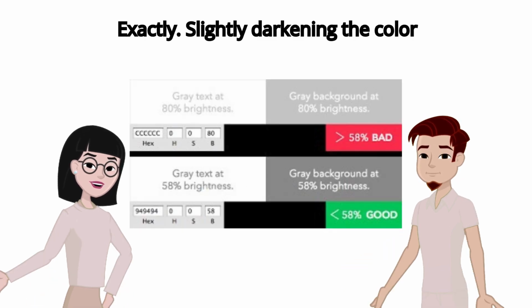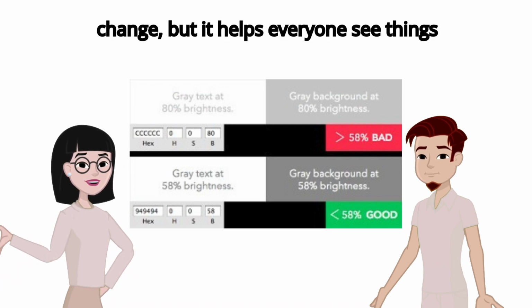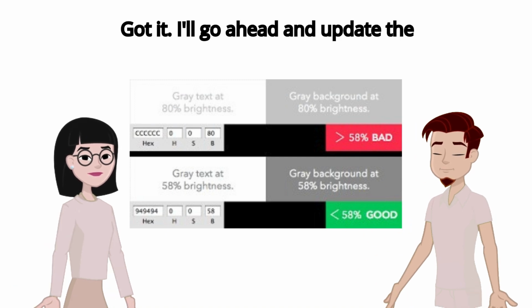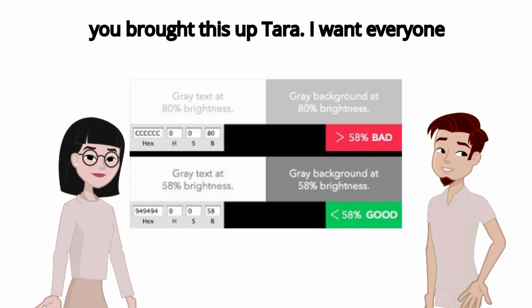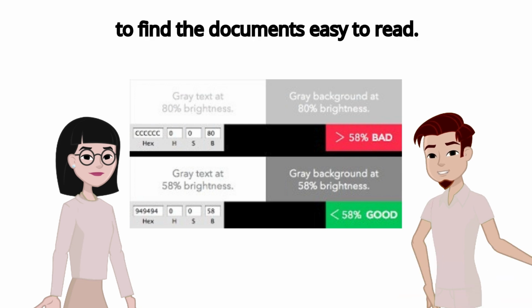Exactly. Slightly darkening the colour can make a big difference. It's a small change, but it helps everyone see things more clearly. Got it. I'll go ahead and update the color to a darker tone. I'm glad you brought this up, Tara. I want everyone to find the documents easy to read.